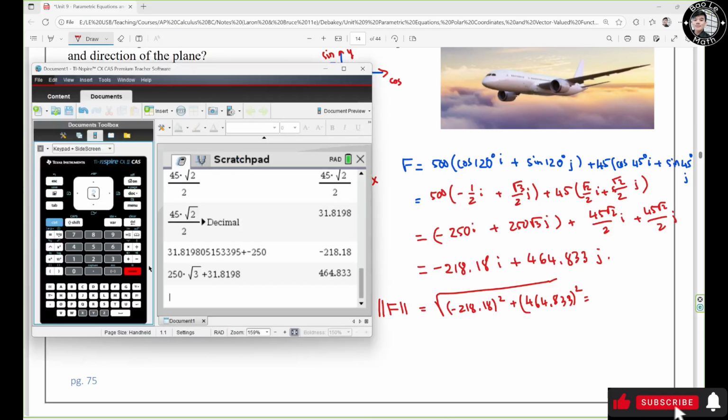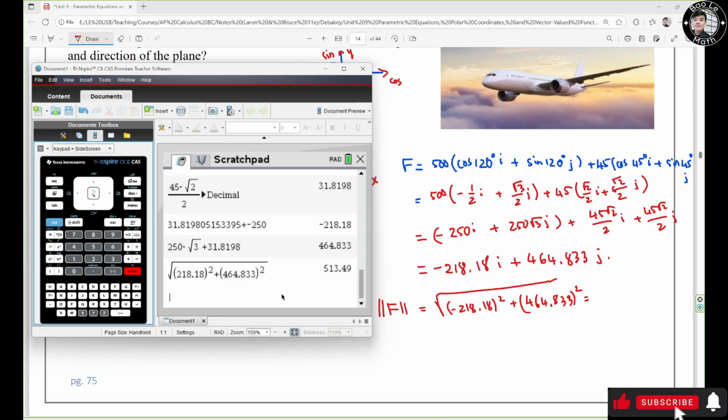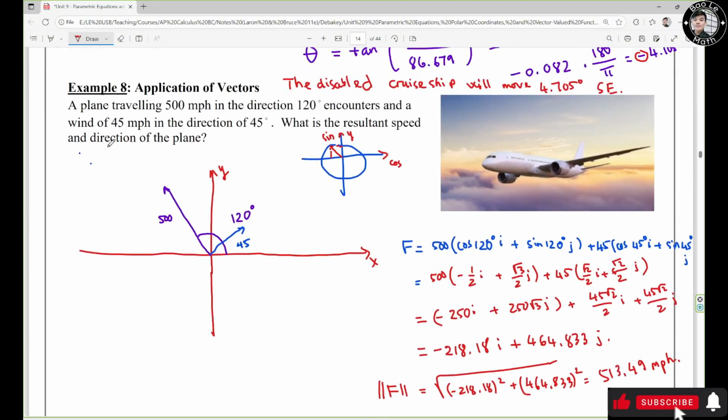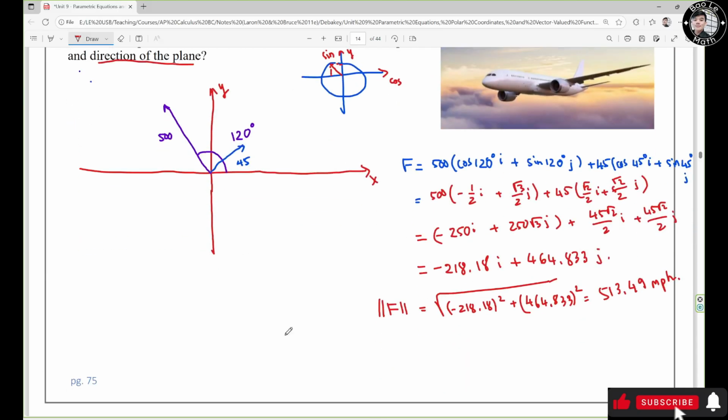Alright, so I'm going to bring up the calculator. I'm going to press square root of. The answer is 513.49. Now, next, we need to find the direction of the plane, which means we need to find the angle, right? So, angle theta equals inverse tangent of y divided by x, right? Y right here, x right here.